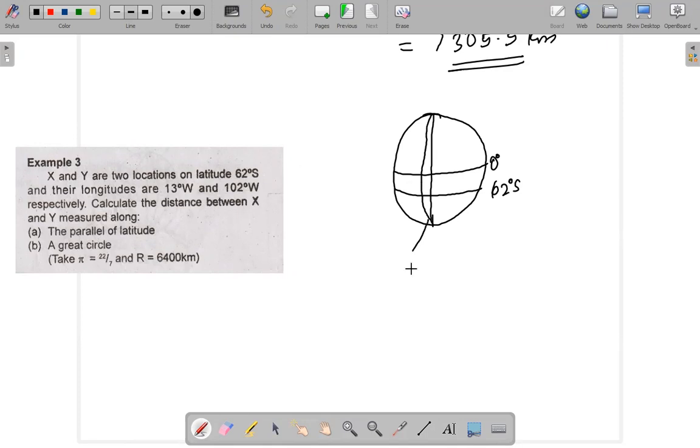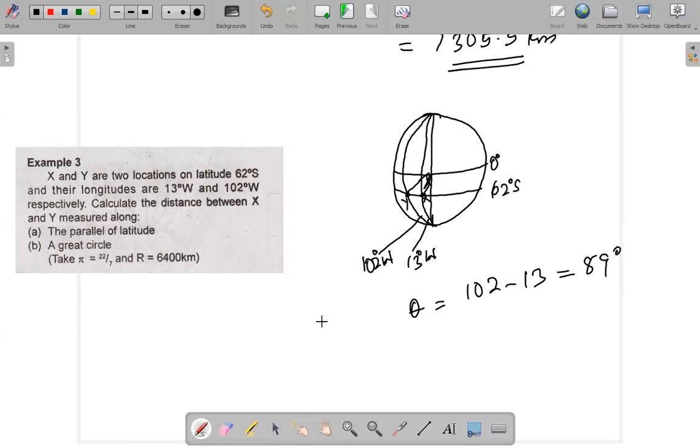13 degrees west, and 102 degrees west. Calculate the distance between X and Y. This is point X, and this is point Y. The angular distance between them, first this angle, theta: since the 2 points are on the same side, there is 102 west and 13 west. The longitudinal difference between them, we subtract 102 minus 13, which gives us 89 degrees. So the angle between them is 89 degrees.